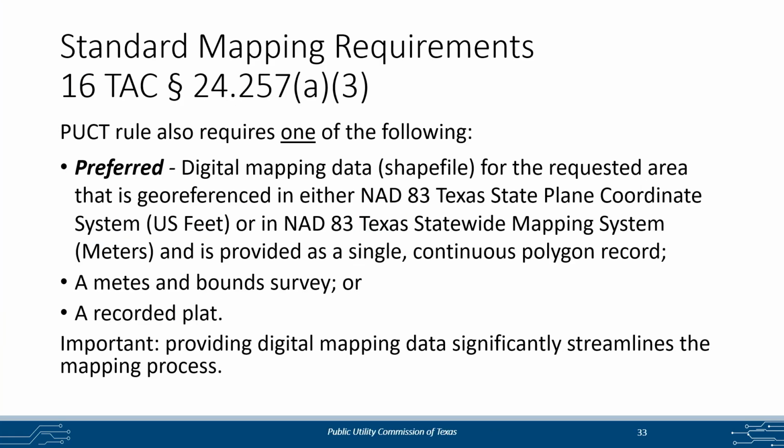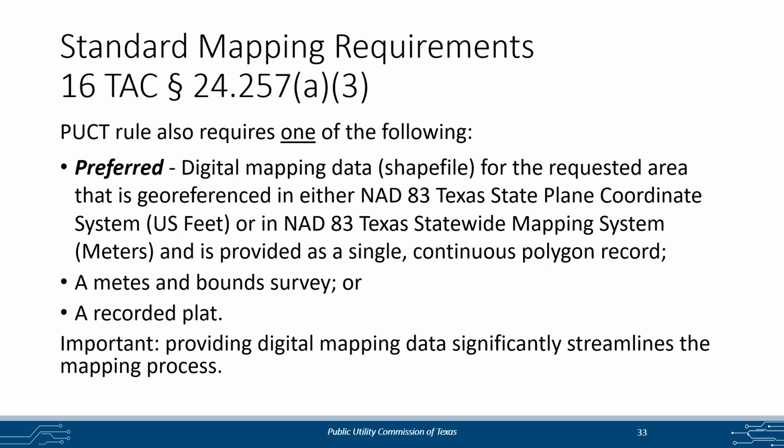Then lastly, the last mapping requirement requires one of the following. First is digital mapping data for the requested area that's geo-referenced in one of these two projections, NAD 83 Texas State Plane or the NAD 83 Texas Statewide Mapping System, and it's provided as a single continuous polygon record, or a metes and bounds survey, or a recorded plat.